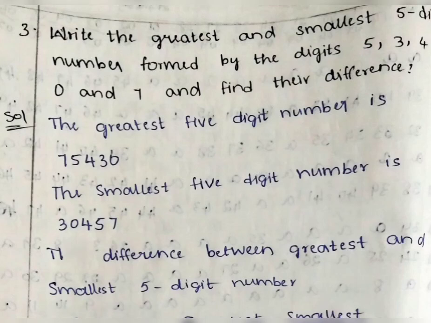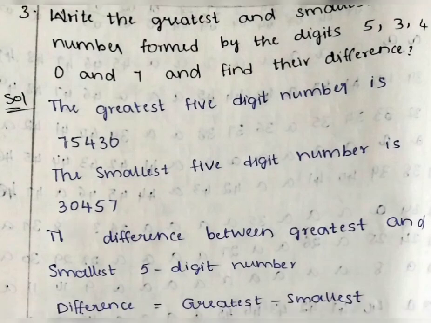The next bit is: write the greatest and smallest 5-digit number formed by the digits 5, 3, 4, 0 and 7 and find their difference. The greatest 5-digit number is 75,430. How I have written this is, the greatest digit among all these was 7, the next greatest is 5, then 4, then 3, and then 0. So we write this in descending order to find the greatest 5-digit number.